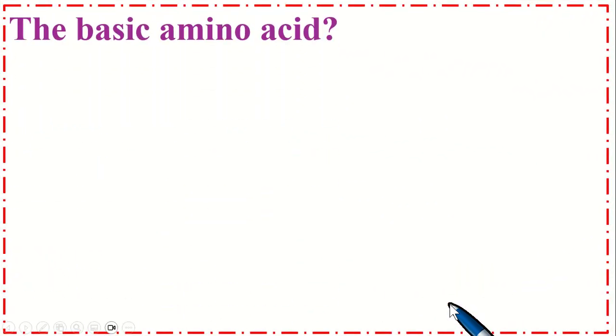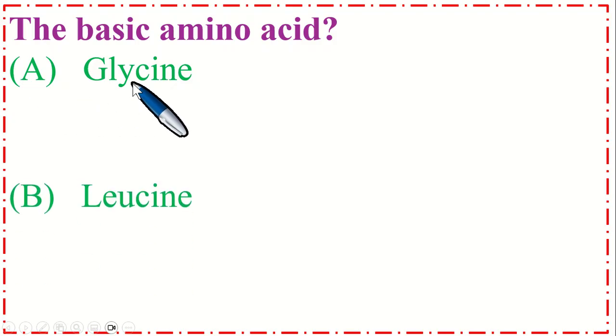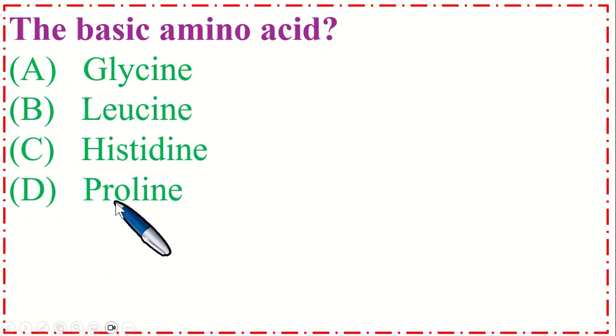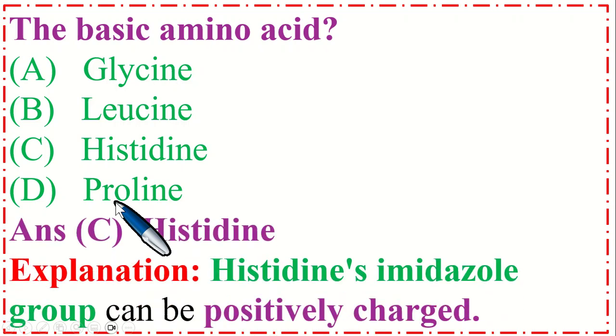So this is very important MCQs. The basic amino acid is option A, glycine, B, leucine, C, histidine, and option D, proline. So the correct option is C, histidine. Histidine's imidazole group can be positively charged.